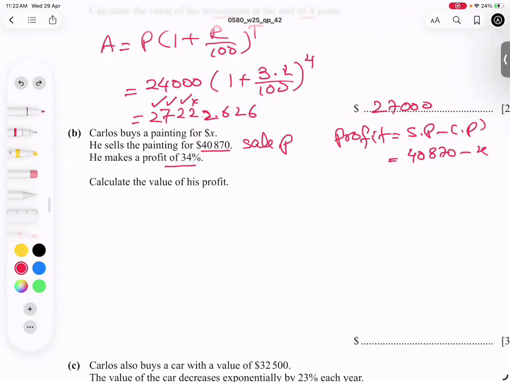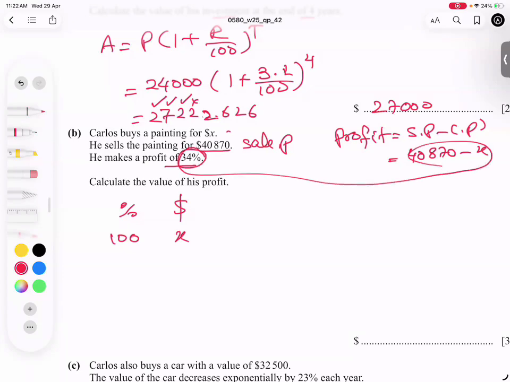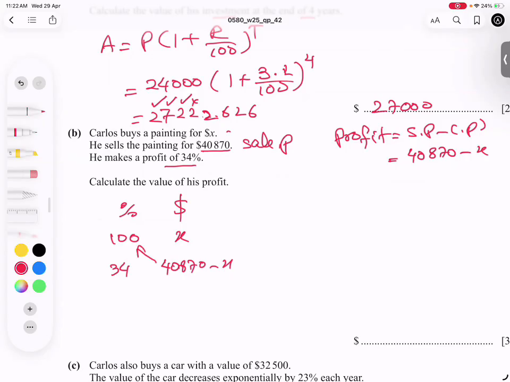Now, students, I can continue. I'm writing here percentage and I'm writing here dollars. For your information, cost is always taken as 100%. So 100% here is X dollar cost, and profit percent is 34%, and this is a profit. I'll put them equal to each other. So 34 here and 40870 minus X. Cross multiply.